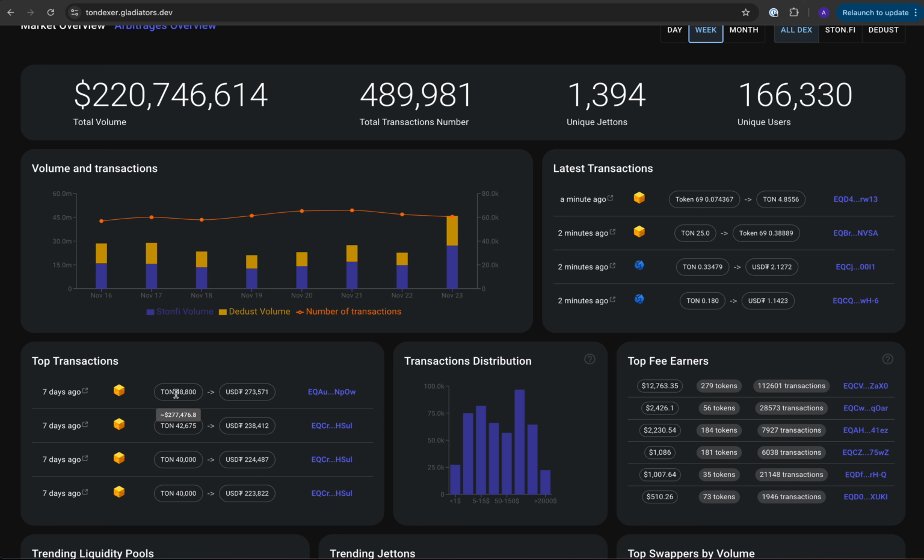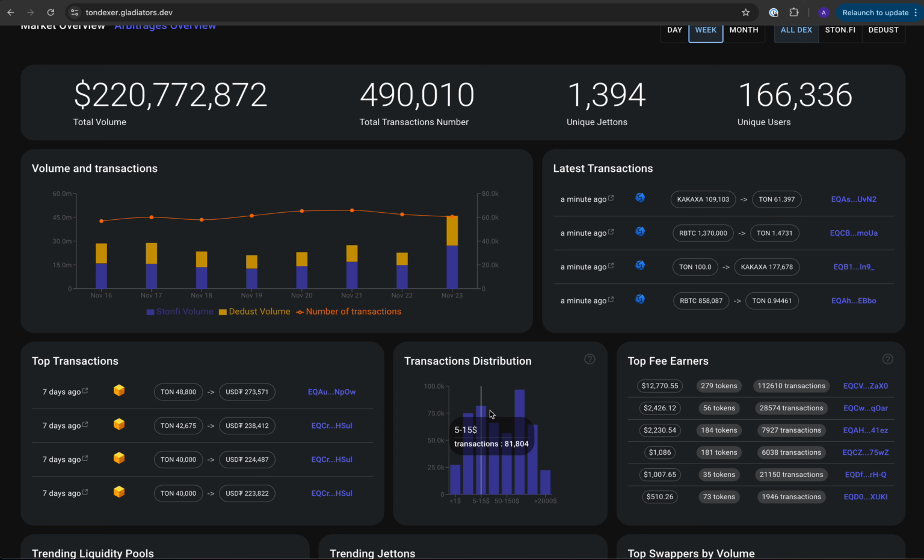It's important to note that all the USD rates shown here correspond to the rate at the time of the transaction, not the current rate. Tondexer keeps track of the full history of rates, providing an accurate picture of past transactions. Next, we can see the transaction distribution by volume, along with users who are earning fees from the swaps.